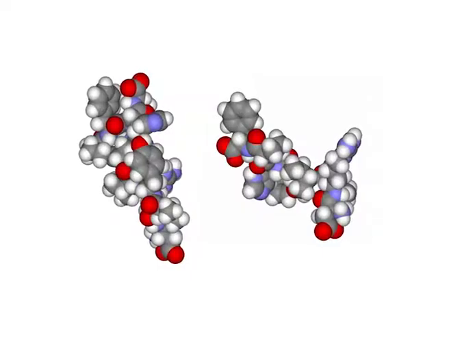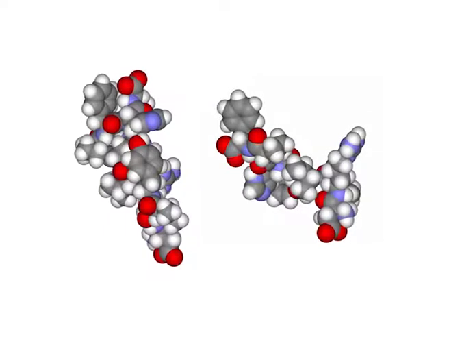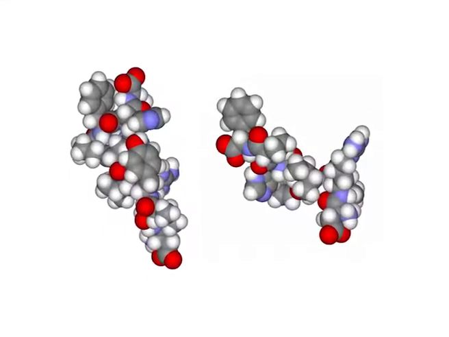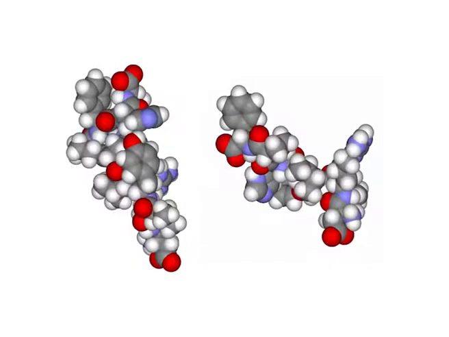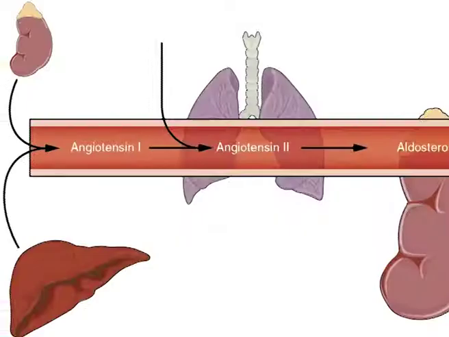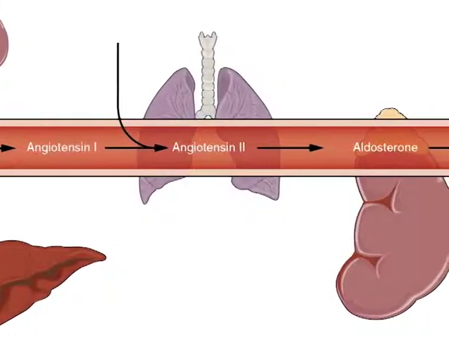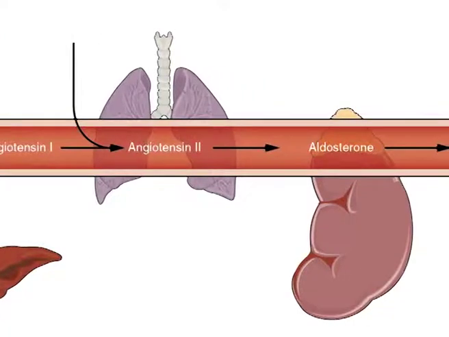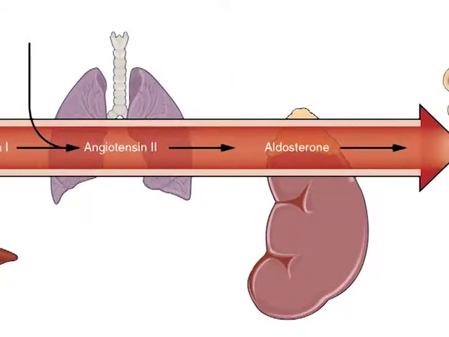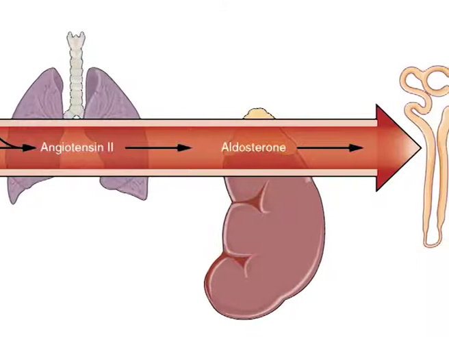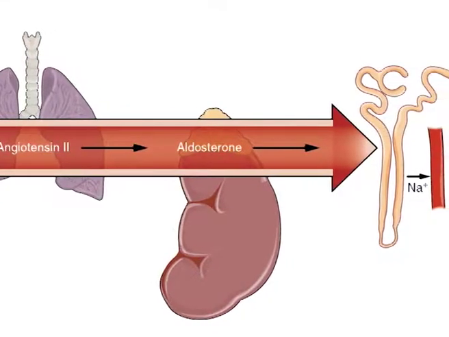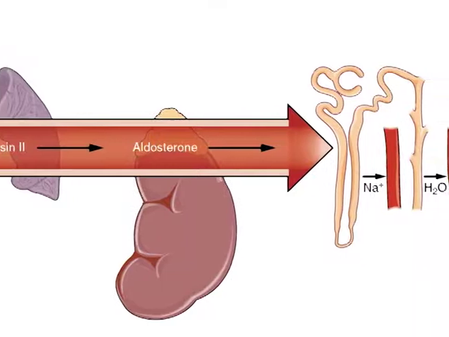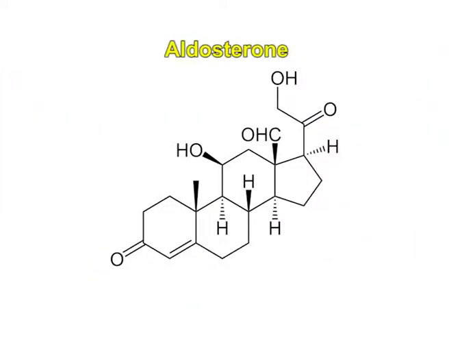So my dear friends, angiotensin is a peptide hormone that causes vasoconstriction and a subsequent increase in blood pressure. It is a part of the renin-angiotensin system, which is a major target for drugs that lower blood pressure. Angiotensin also stimulates the release of aldosterone, another hormone from the adrenal cortex. Aldosterone promotes sodium retention in the distal nephron in the kidney, which also drives blood pressure up.